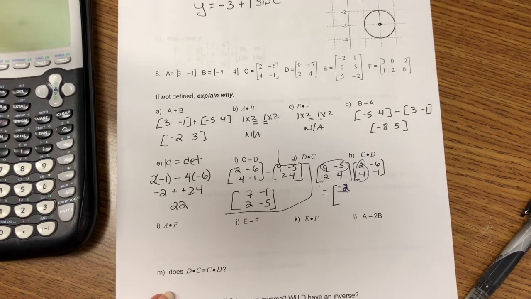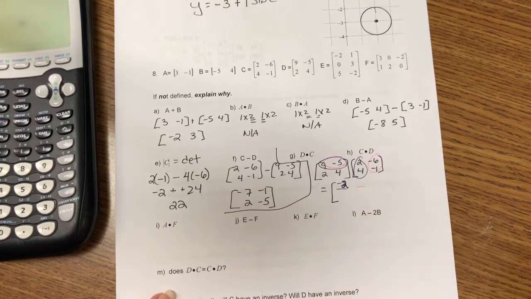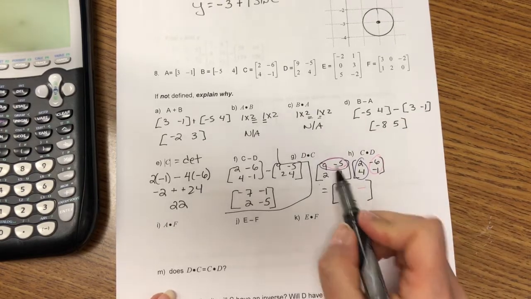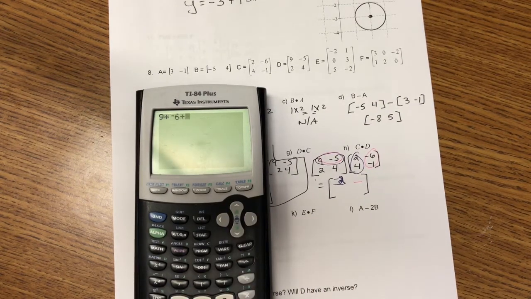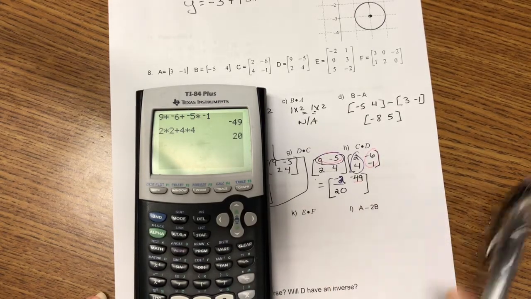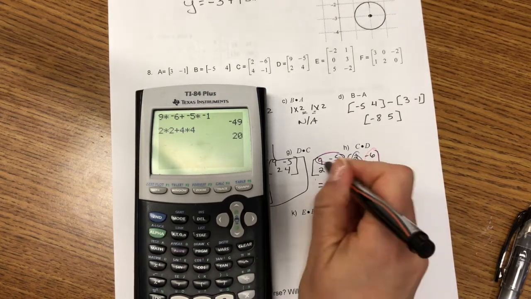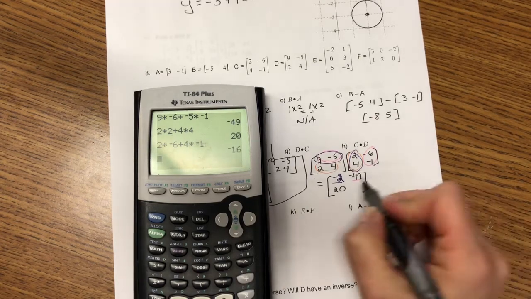Then, get a different color. Row by column. It's going to get me the entry in the first row, second column. So 9 times negative 6, let me say it this way so I won't have to hold it in my head. 9 times negative 6 plus negative 5 times negative 1 is negative 49. Then I do the second row, first column. 2 times 2 plus 4 times 4 is 20. That was doing this row, this column. And then lastly, 2 times negative 6 plus 4 times negative 1 is negative 16.